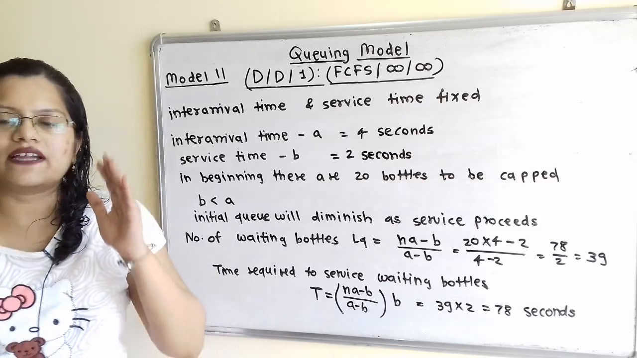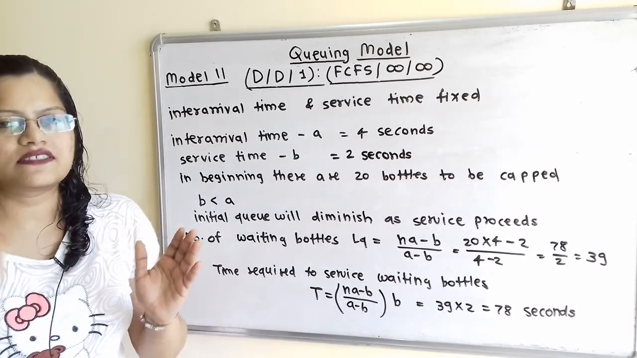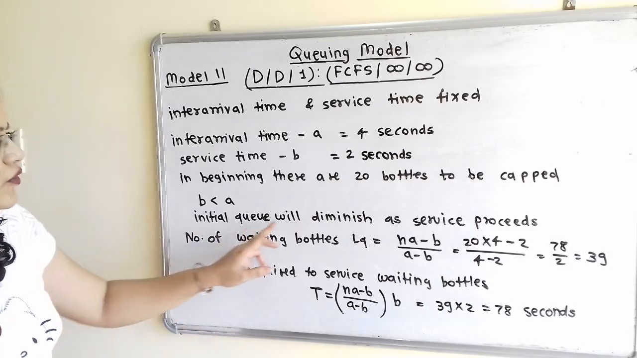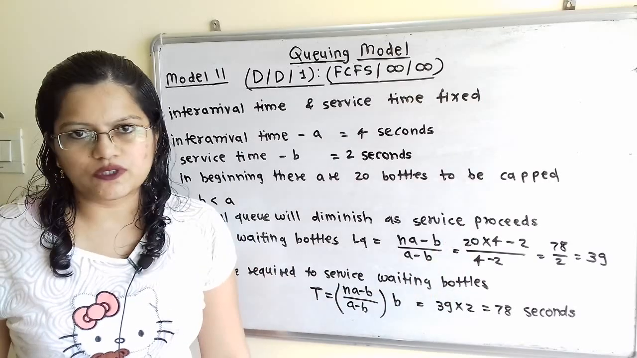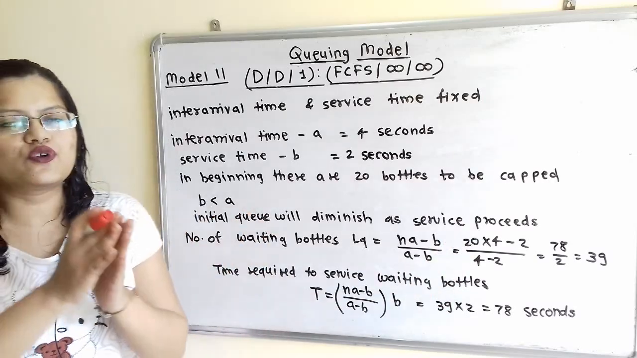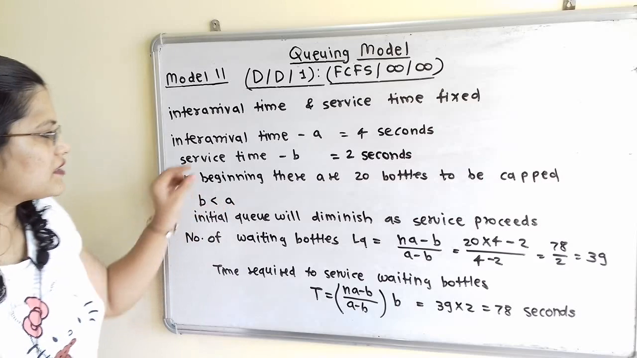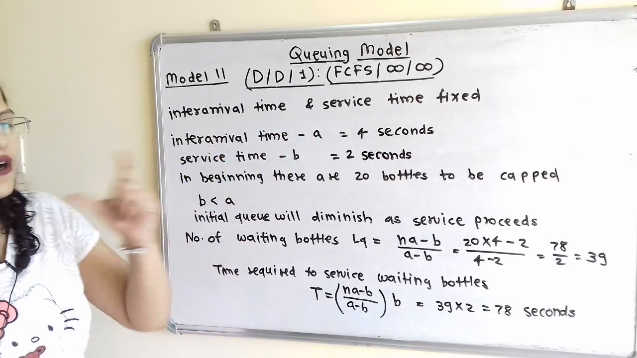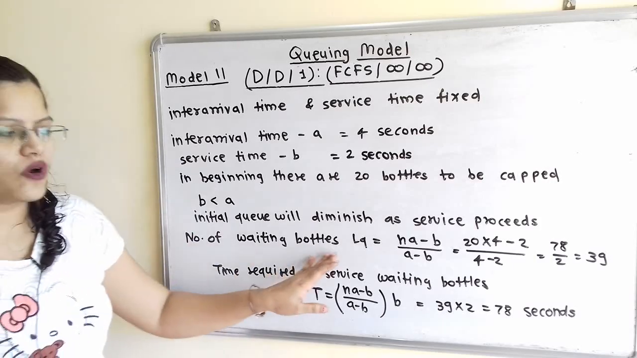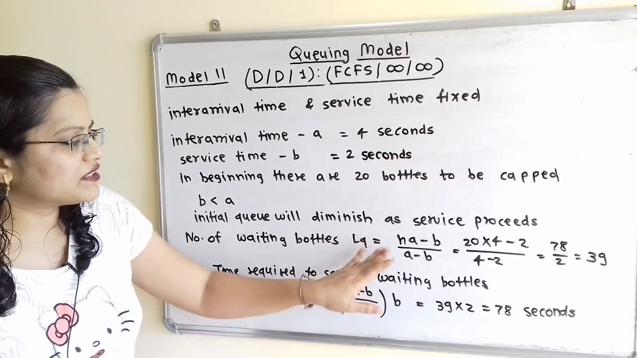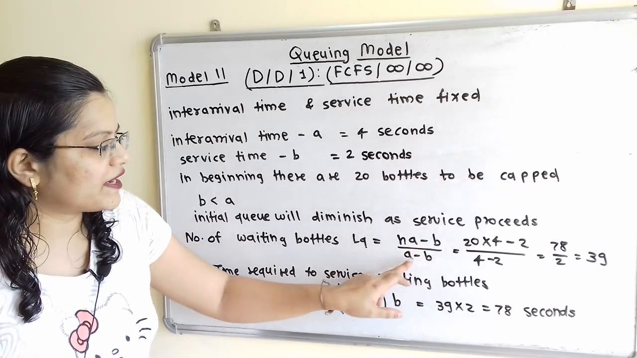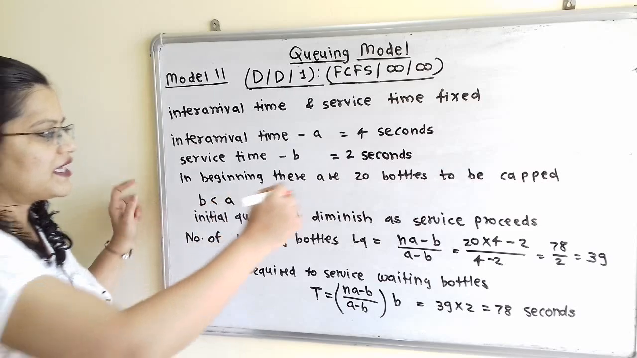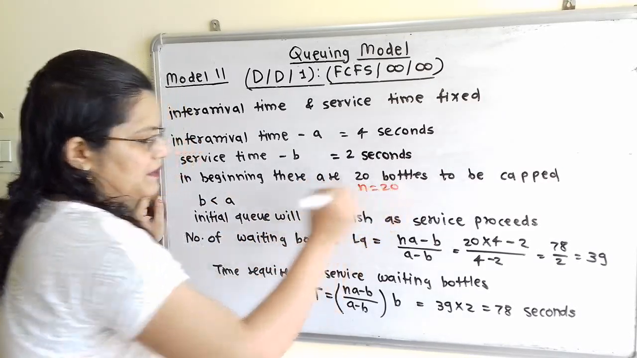Now we will calculate the number of units that are served before the queue disappears. So the initial queue will diminish as service proceeds. At a certain point the queue will diminish, because service time is less than the inter-arrival time. So how do we find that number? The number of waiting bottles, that is LQ, is equal to (NA minus B) divided by (A minus B), where N is the initial number of bottles. Initially there are 20 bottles, so N is equal to 20.